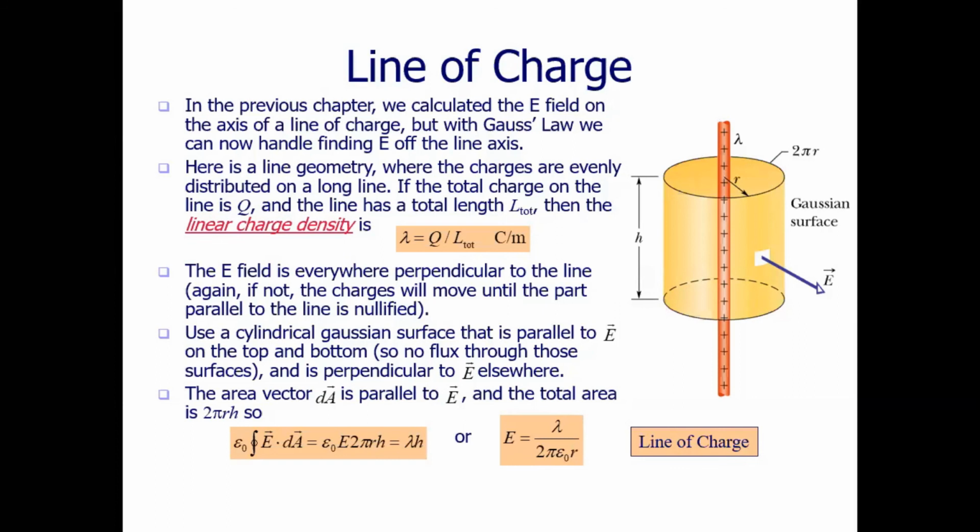Why didn't we consider the area of the cylinder, since we use the cylinder as our Gaussian surface? So the question is, why did we use A? Why didn't we use the area of the cylinder? That's a good question. What is the area of a cylinder?